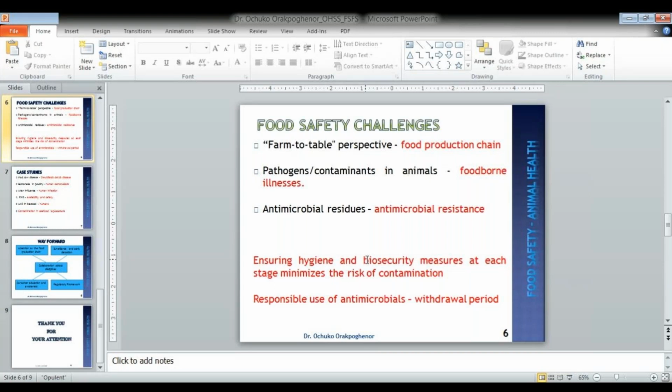I would also like to admonish people that the responsible use of antimicrobials is critical, and the withdrawal period should be taken note of.